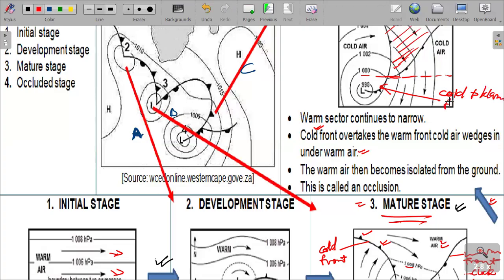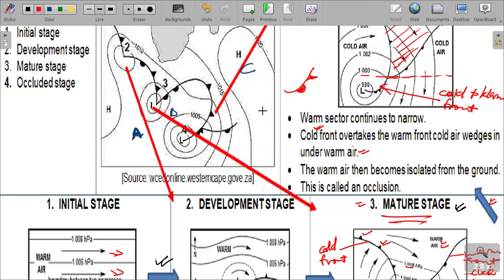The cold and warm front are joined there. As they are joined, we have our symbol of occlusion, which is shown by a combination of both of the symbols. We have a combination of both symbols, and this is the occluded stage, where the symbols are shown on the same front, representing both the warm and cold front.